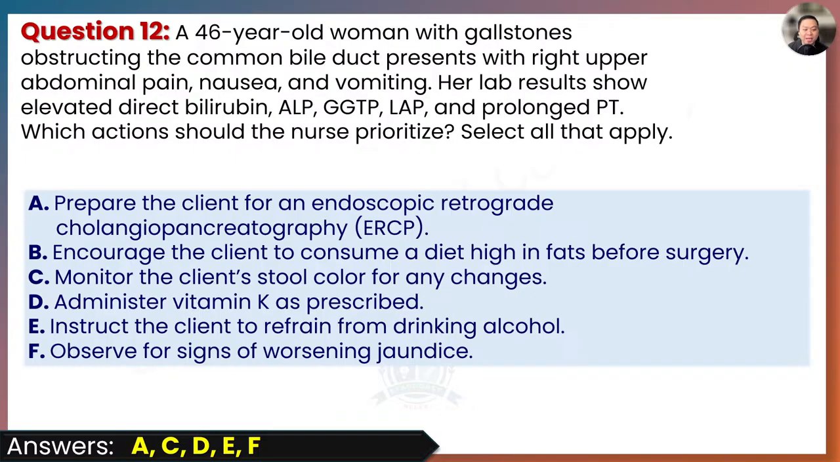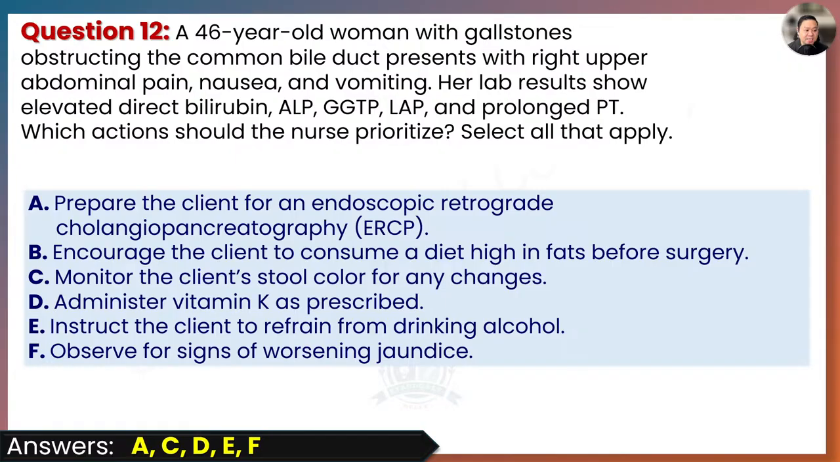And why letter A? Well, the patient requires ERCP, a procedure that is crucial for diagnosing and managing common bile duct obstruction. It will allow for stone removal and also the clearance of the bile duct. So this can offer symptom relief and also can address the underlying issue.